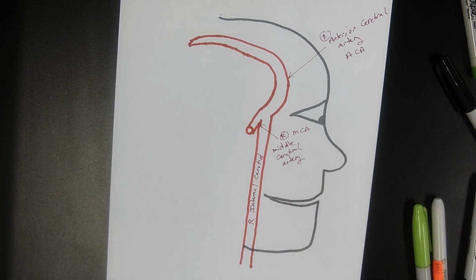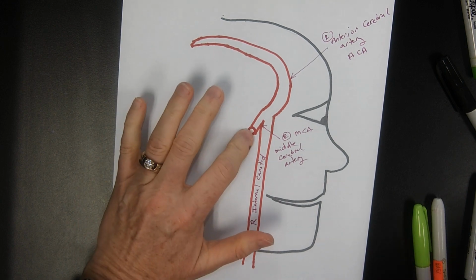All right, yes? MCA supplies a lot. We're going to see that in a minute. Yep, the MCA is going to supply the majority of the lateral surface of your brain. But we'll look at the territories here in a minute. You're kind of putting it all together. That's kind of where we need to go. Okay, now, here's your right side.